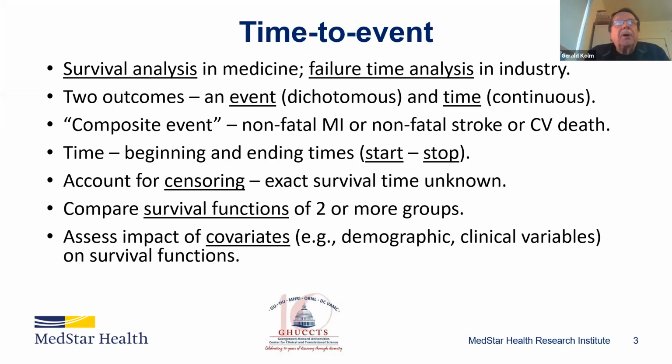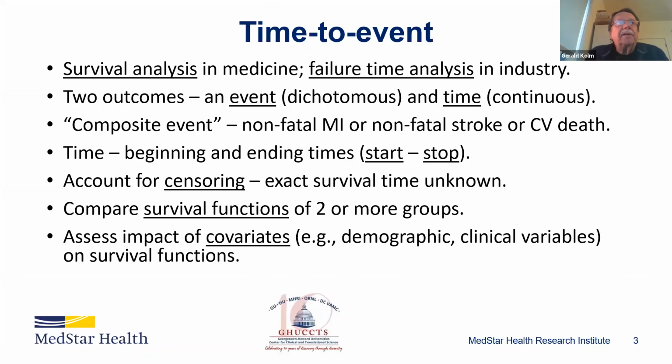An event, particularly in the heart and vascular literature, might also be what's called a composite event. This is several different events, but if you have any one of them, it's considered an event. So, for example, you might have non-fatal MI or non-fatal stroke or a cardiovascular death. If you have any one of those, you have an event. If you have none of them, you don't have the event. And then as far as time is concerned, we need a start time and a stop time.